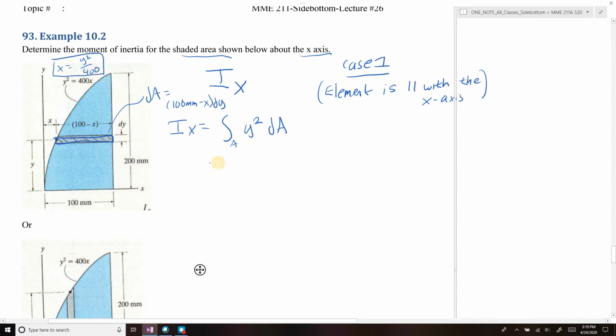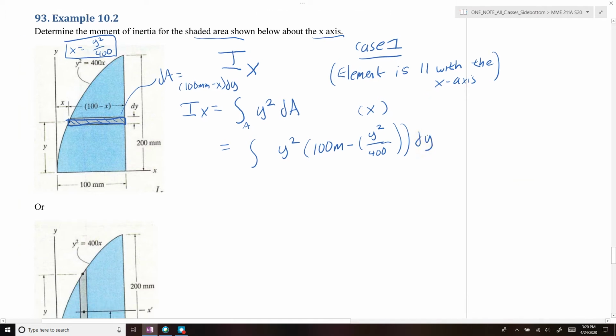So if we plug all this in, we get the integral of y squared times dA, which is equal to 100 millimeters minus x, where we plug in y squared over 400 for x, and then multiply by dy. And y goes from 0 millimeters to 200 millimeters.